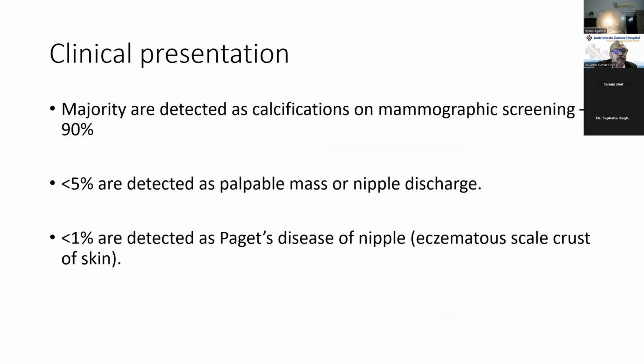So what's the clinical presentation of DCIS? Most commonly, they are detected on screening as calcifications. Less than 5% are detected as palpable masses or nipple discharge, and less than 1% are detected as Paget's disease of the nipple.